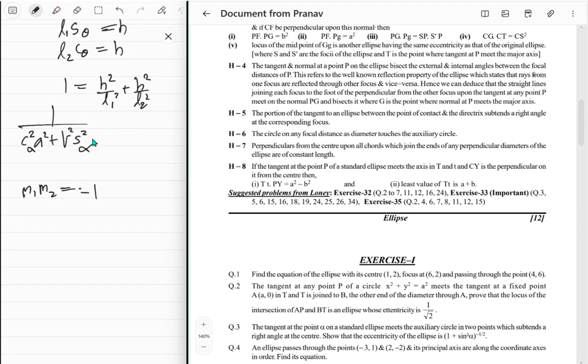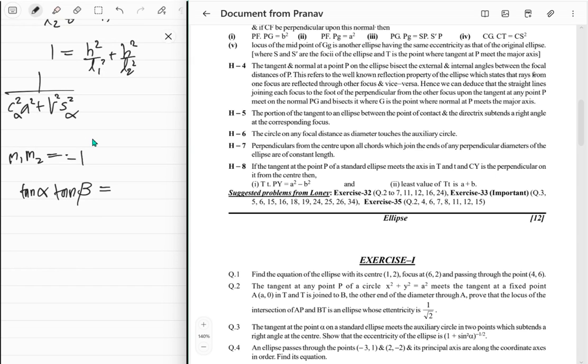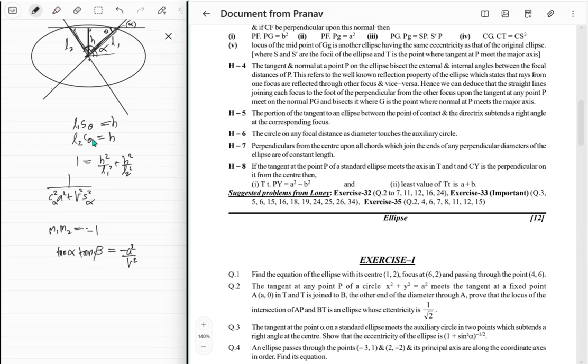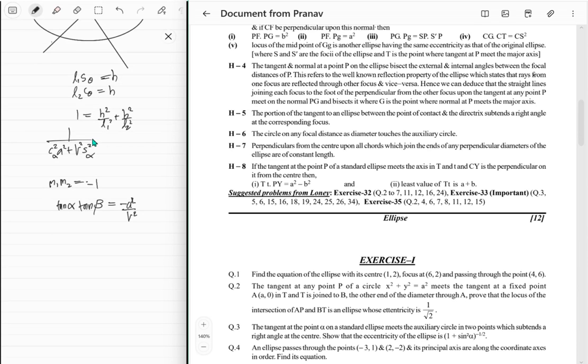And what's m1? So a cosine theta, b sin theta, going from 0 comma 0 to that is going to be b upon a tan theta. So we'll just get tan alpha and tan beta, that's equal to b squared upon, okay, minus a squared upon b squared. That should be doing it. Okay, cool. So this is the thing, right?